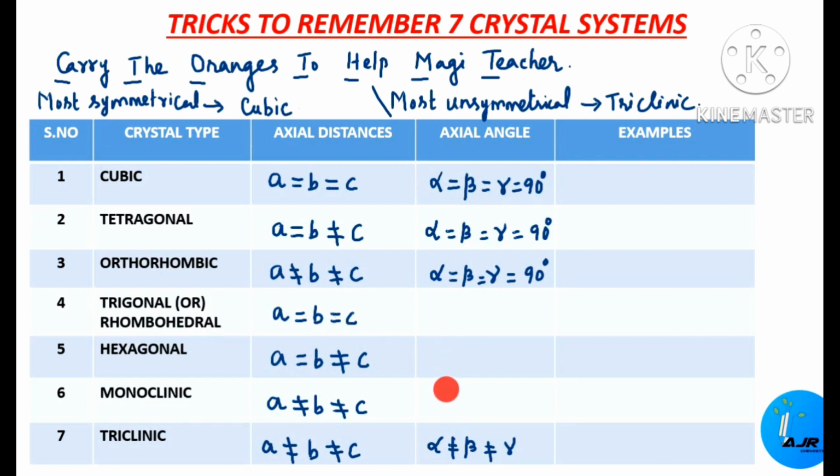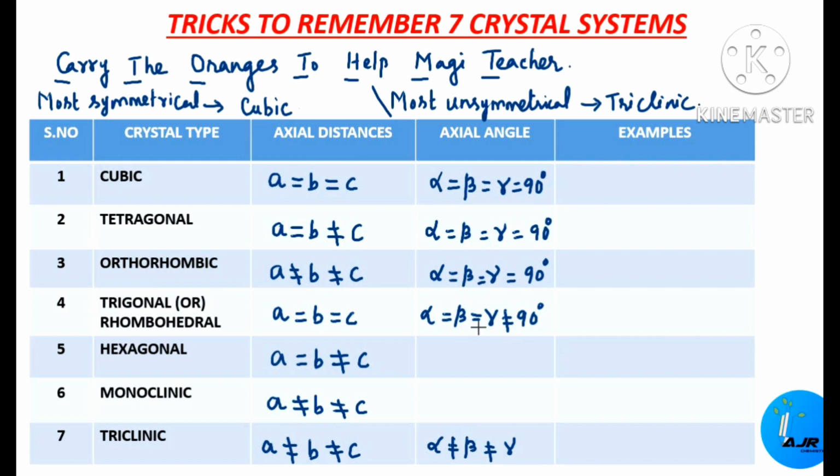Now let us move on to the rest of the things. What is the angle here? Next we should move on to the trigonal. In trigonal, it is simple: alpha is equal to beta is equal to gamma, which is not equal to 90 degrees. The last one is not equal to 90 degrees.